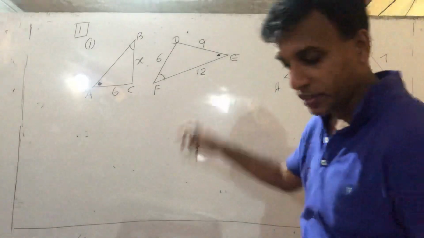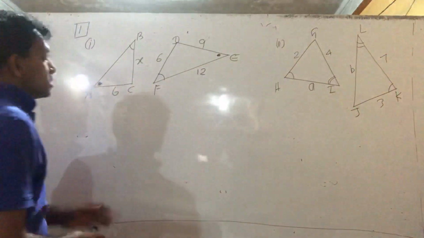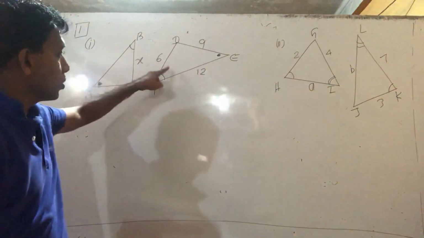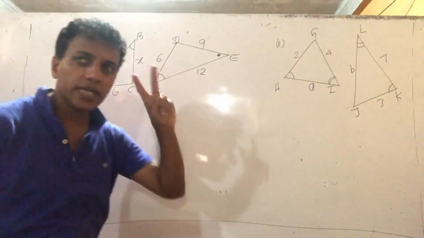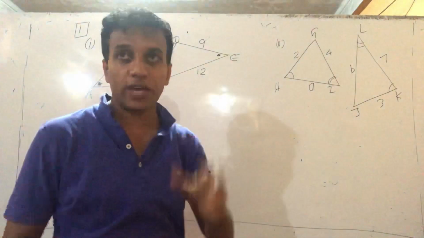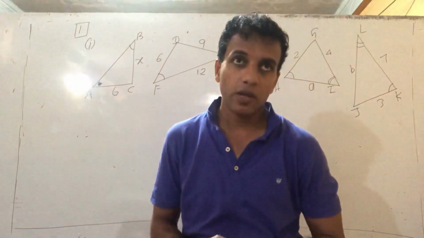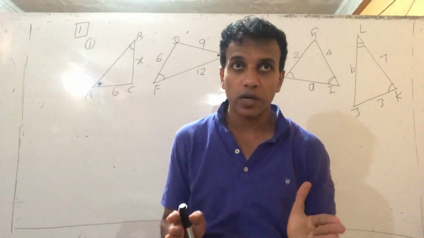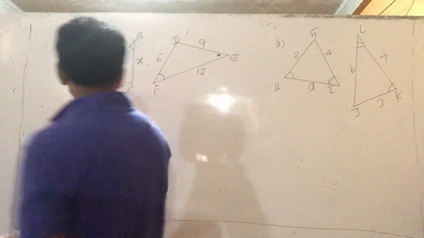So I hope you complete this. This angle is equal to this, and this is equal to this. That's all. Two angles are enough. Remember, two is the minimum qualification. Two angles are enough, so the two triangles are said to be equiangular. Then write the ratio.